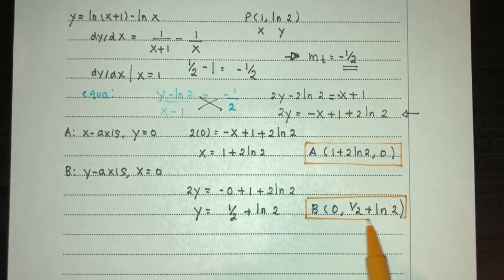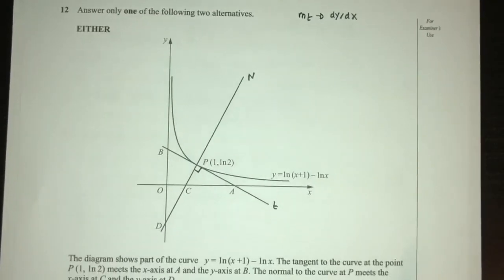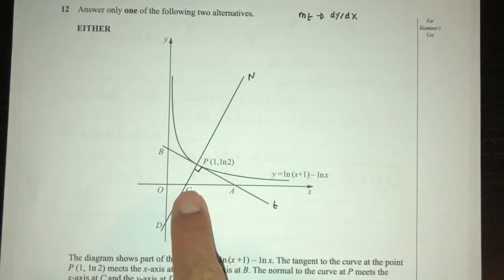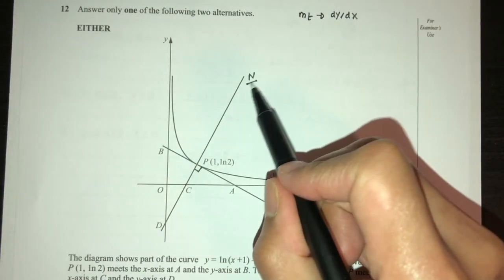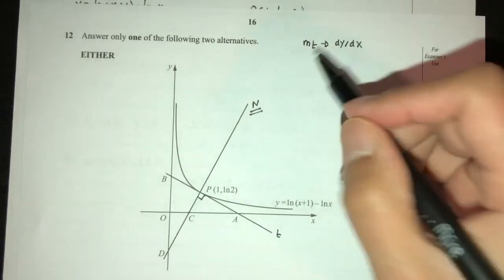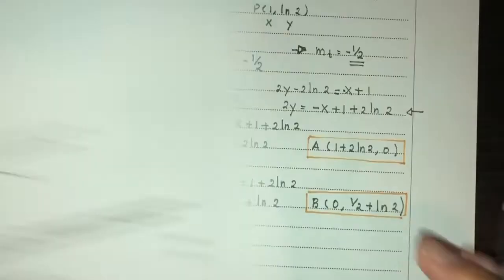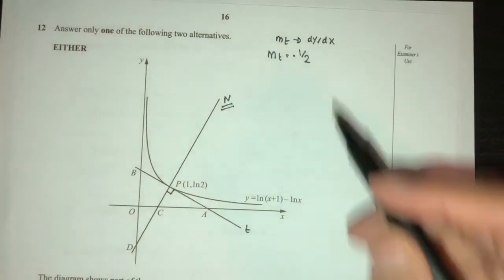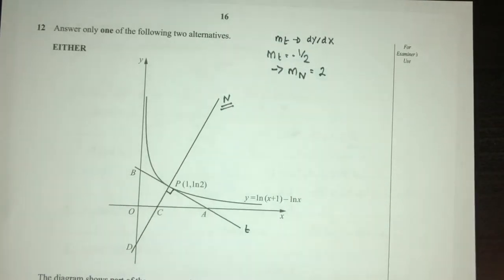Okay, so that's the first two things we have found, the points A and B. Now we have to find the points C and D. C is the point where the normal meets the x-axis and D is on the y-axis. So first you have to find the equation of this normal. You know the gradient of the tangent is equal to minus half, as you have seen here, right? So from this we can derive that the gradient of the normal has to be 2, right?